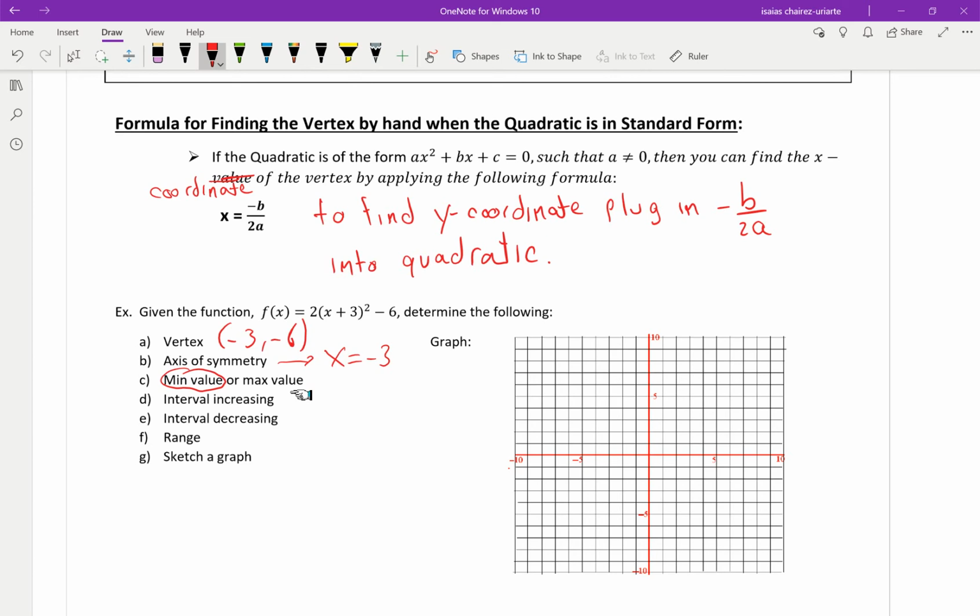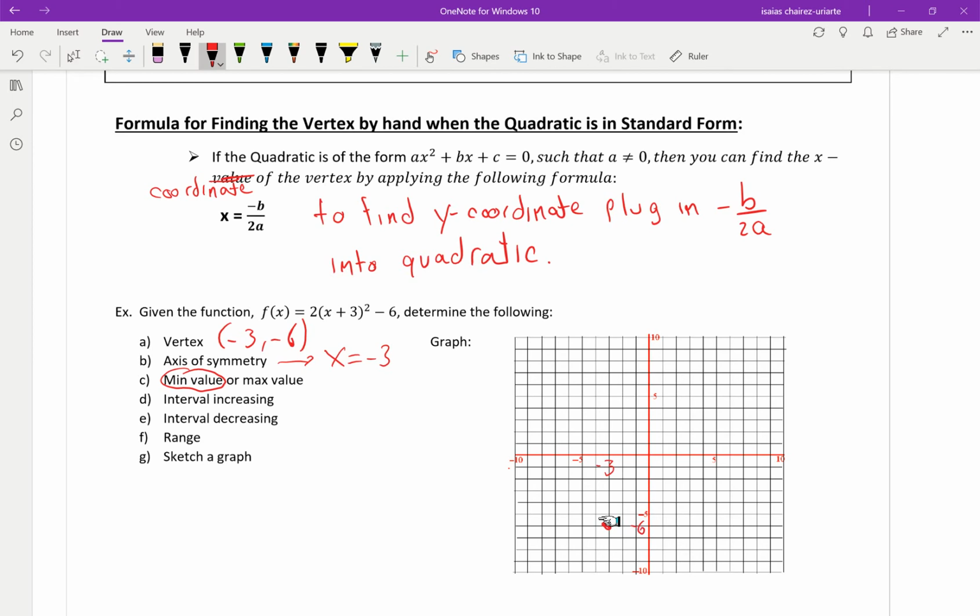And let's see if we can maybe get a little sketch here. So let's see, the vertex is negative 3, negative 6. So negative 3 and then negative 6. So down here, that's my vertex, because that's negative 3 right there, and this is negative 6.